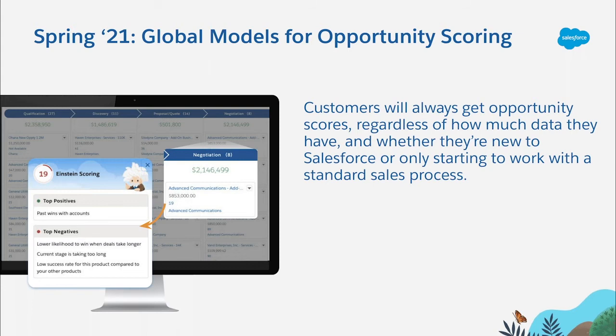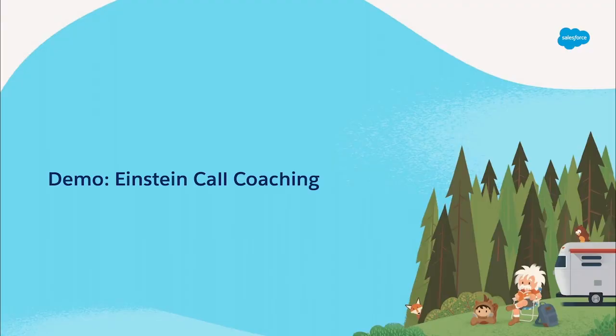But now, in Spring 21, with global models for opportunity scoring, all customers can benefit from opportunity scoring, even if they don't have a lot of data. Global models combine data from multiple Salesforce orgs to create a predictive model that can be used by many. Now, I'll share a demo of the new call coaching functionality in Spring 21.